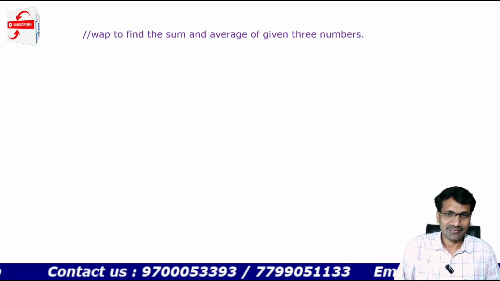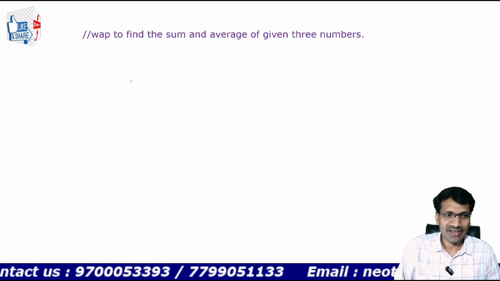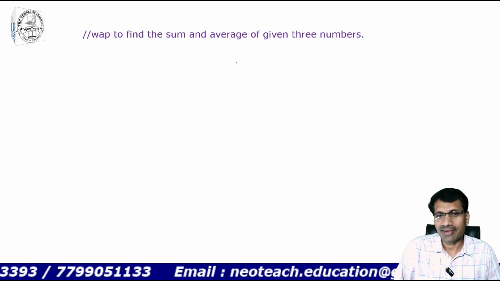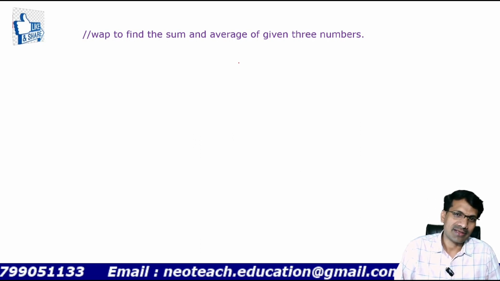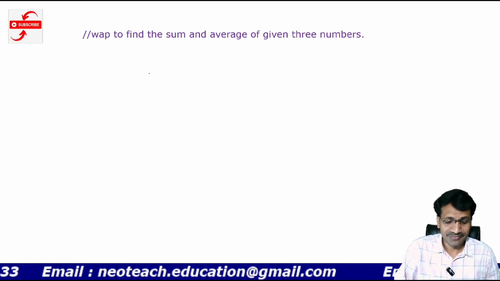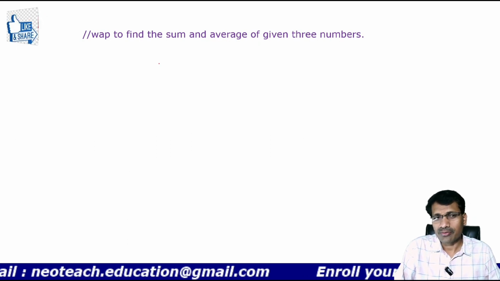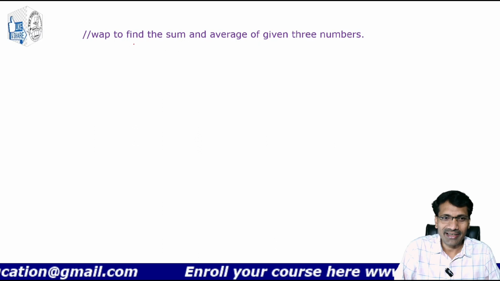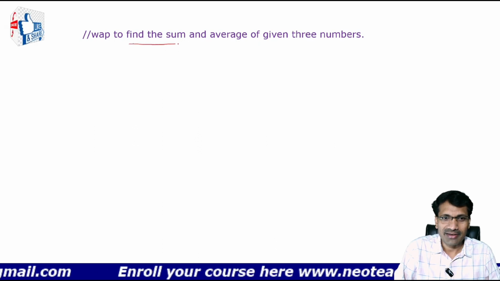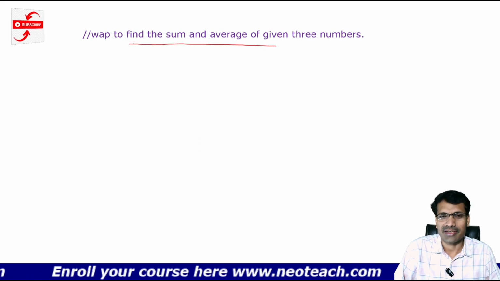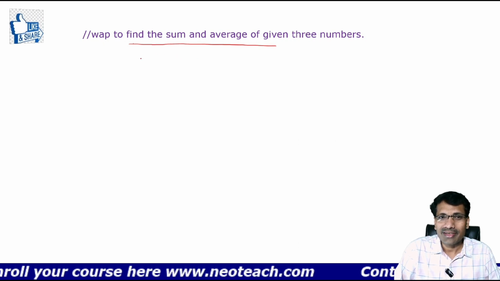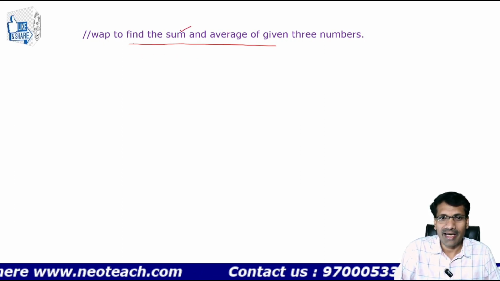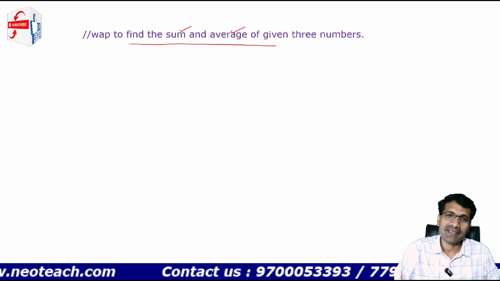So see here, what is the question first? Write a program to find the sum and average of given 3 numbers. This is our requirement. Whenever you want to write a program, keep some points in your mind. First, identify the requirement in the given question. Here they are asking us to find the sum and average of given 3 numbers.